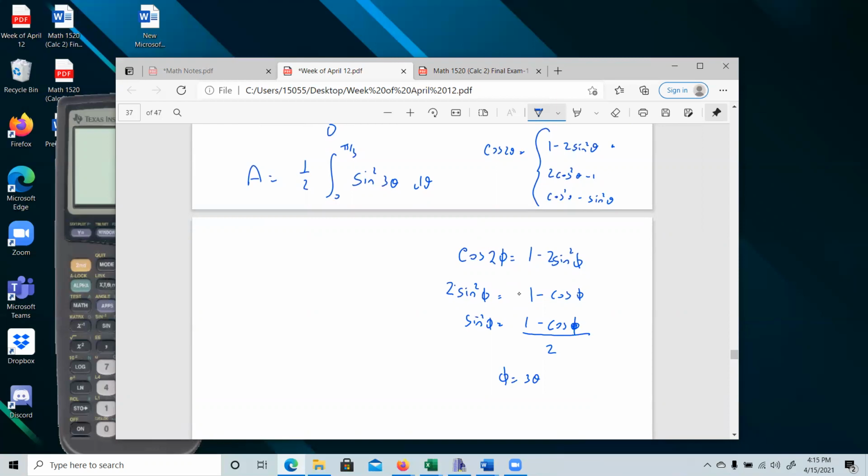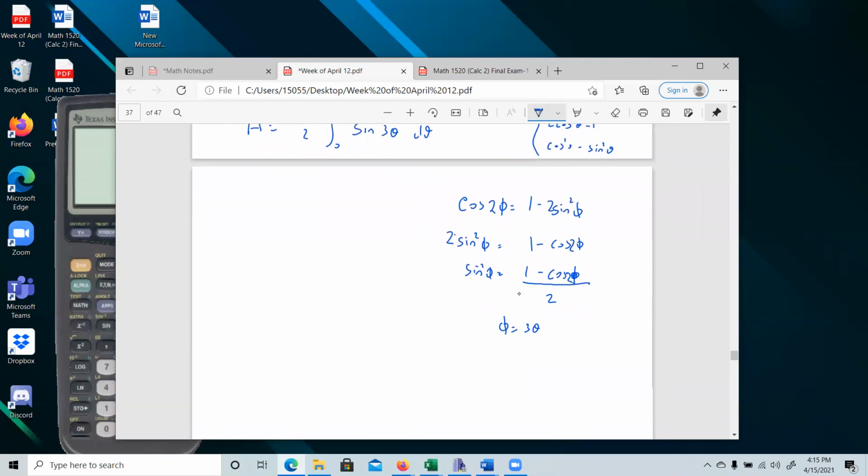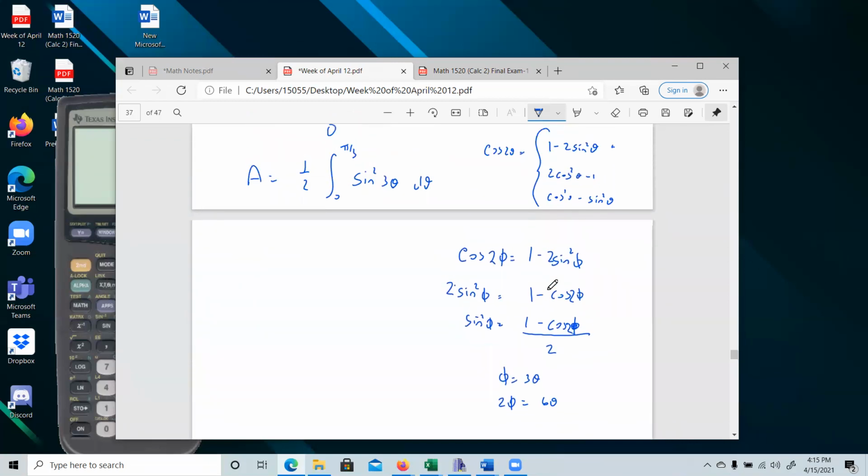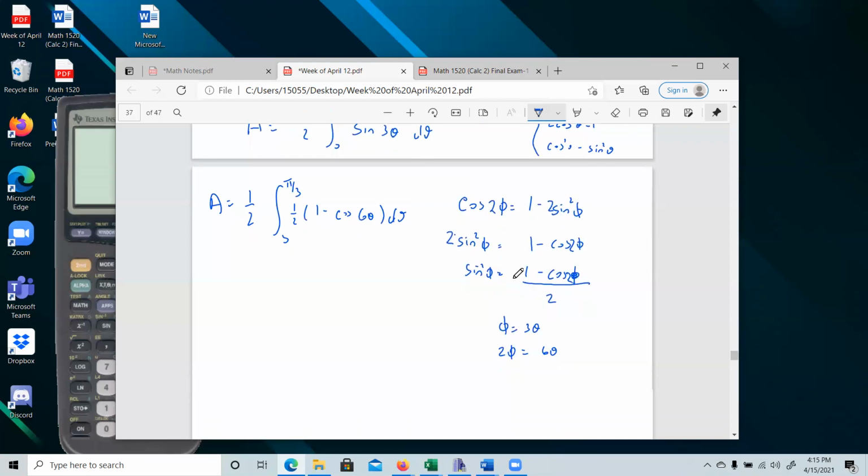Okay. So here we're going to say, well, phi is equal to 3 theta, right? Should be a 2 there, right? Should be a 2. 2 phi must be 6 theta. Okay, that's why I didn't pick the same letter. Okay, you could have picked A, whatever, doesn't matter. So B, because A is busy on this problem. So this is 1/2 integral from 0 to pi over 3. Instead of sine squared, we're going to say sine squared is equal to 1/2 times 1 minus cosine 2 phi, which is 6 theta d theta. Piece of cake now, right? That actually is. So A is equal to 1/4.